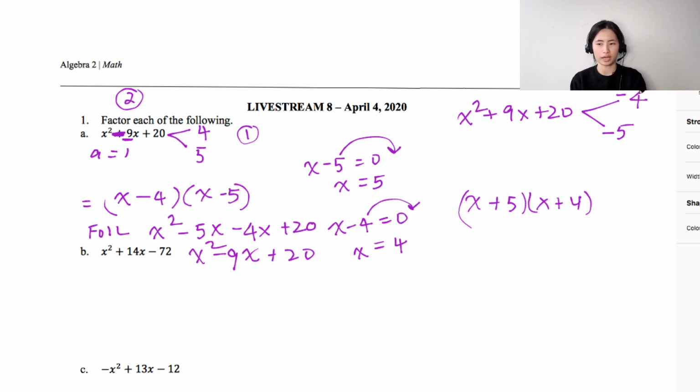And the reason why it's important for you to have this negative sign here, which is -4 and -5, is because if you try to multiply the two, you're still going to get a positive number, right? So -5 times -4 is still going to be positive 20.